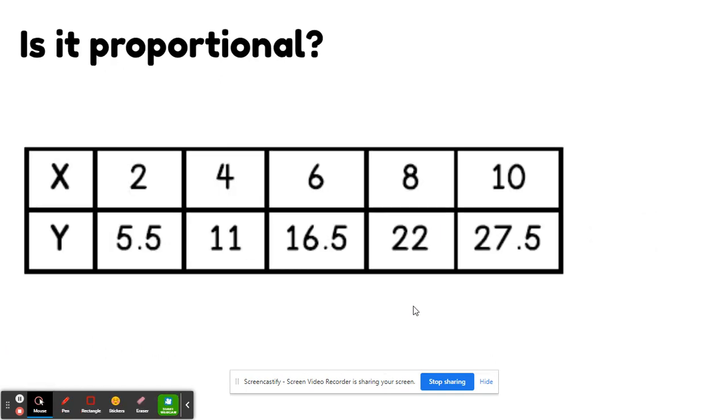Go ahead and check this one. Remember, we're just going to pick one value. You can pick any one, or at least pick a few of the values, but you're going to divide and see if you get a constant rate of change.